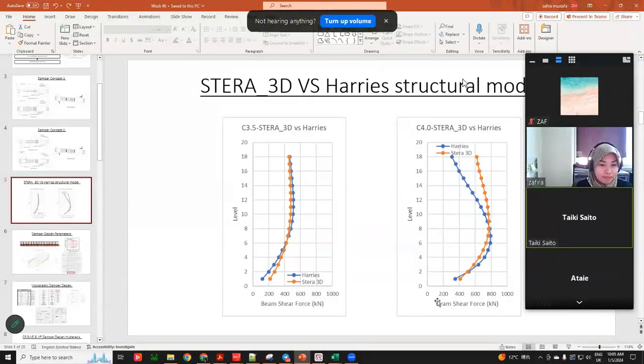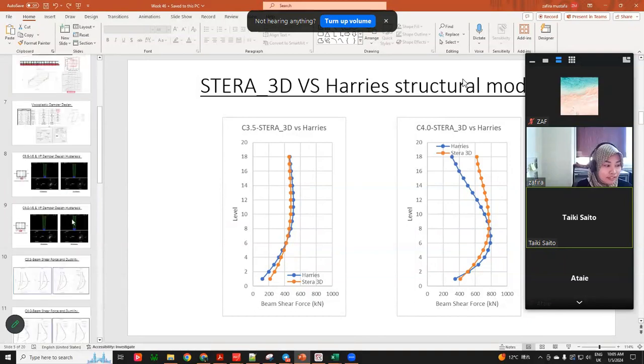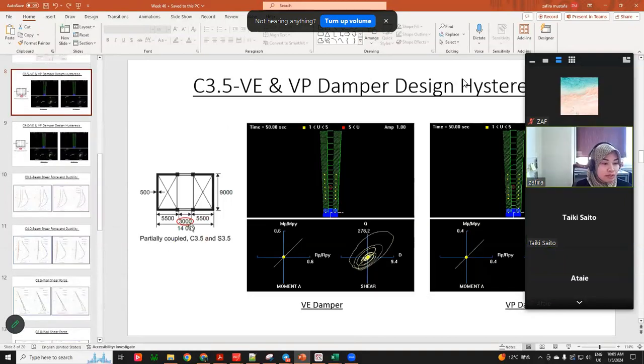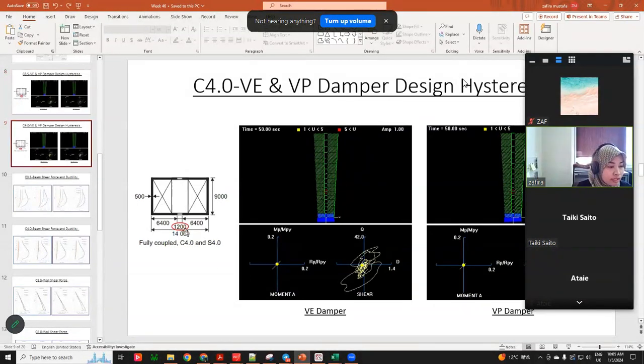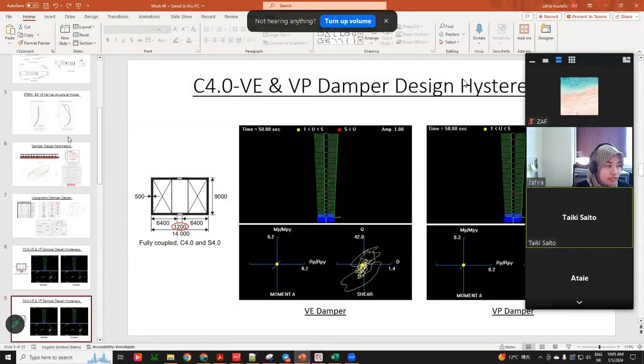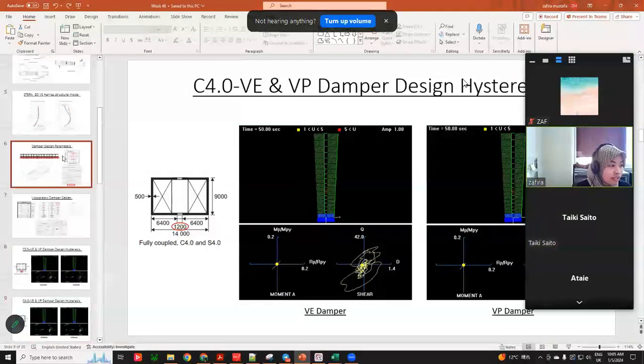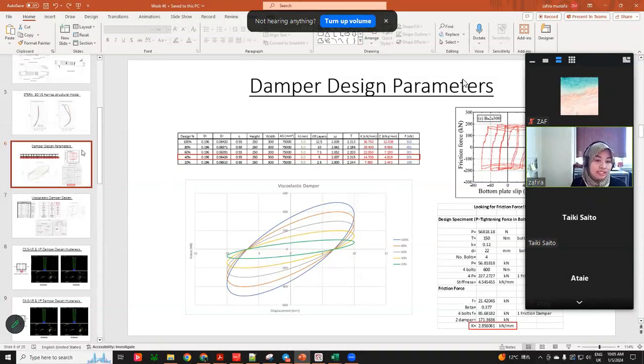Zafira-san, what is a C 3.5 and C 4.0? It's a type of structure model, a name of the structure model. So the difference is the length of the beam. So C 3.5, the beam is 3 meter, and the 4.0 is 1.2 meter. Okay. And then we combine viscoelastic and friction damper.